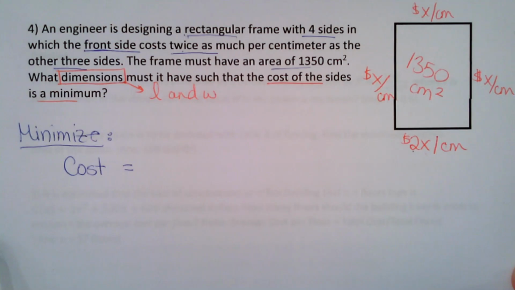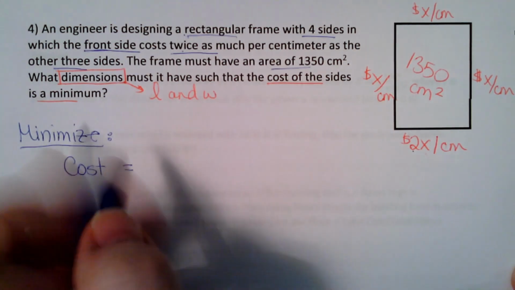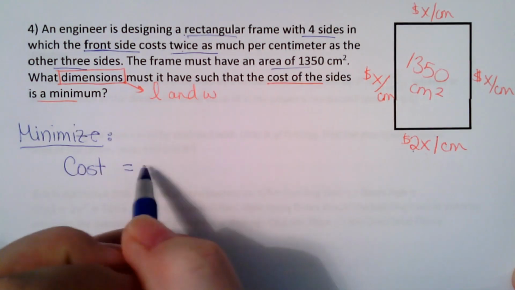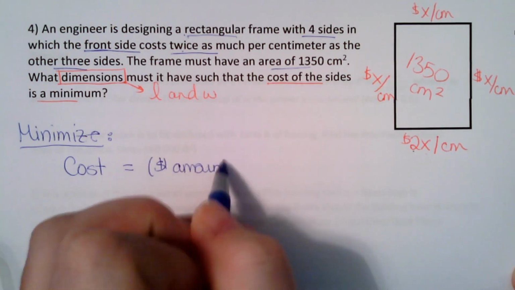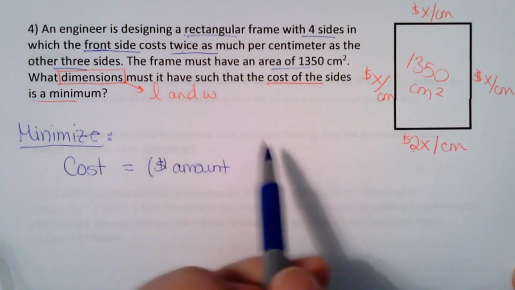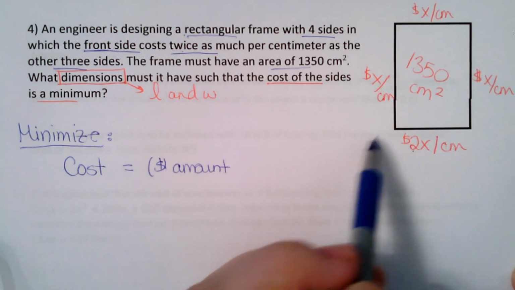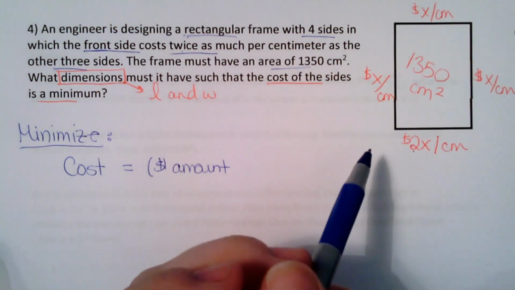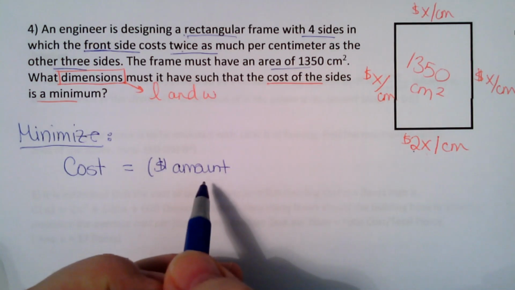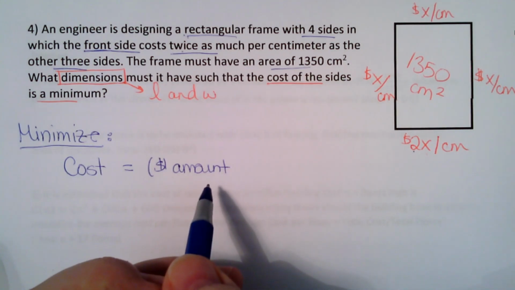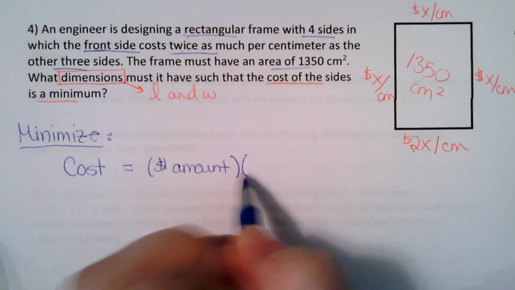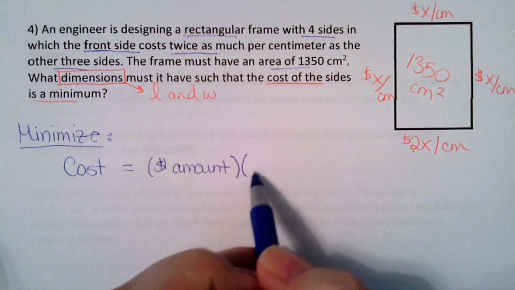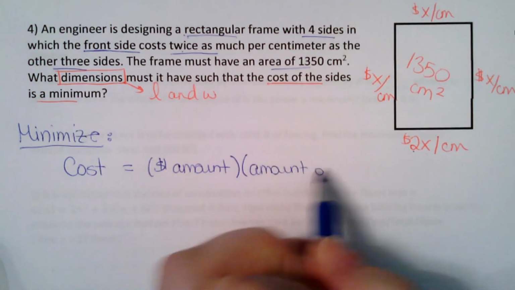Alright, how do we find cost? Well, if the idea is to minimize it, we have to know what cost means. Well, cost would be a dollar amount. It would make sense that the cost to make this, if you think about it as logically and as simple as you can, how would I figure out how much it costs me to make this object? Well, cost should be the dollar amount times the amount of material.